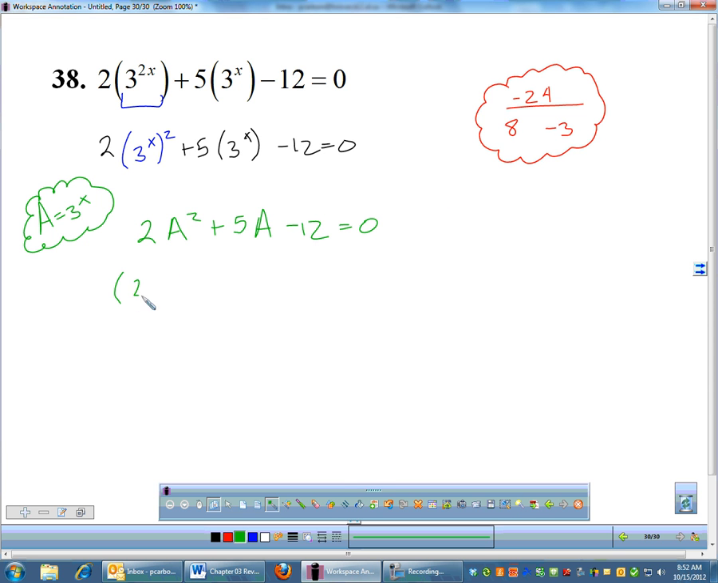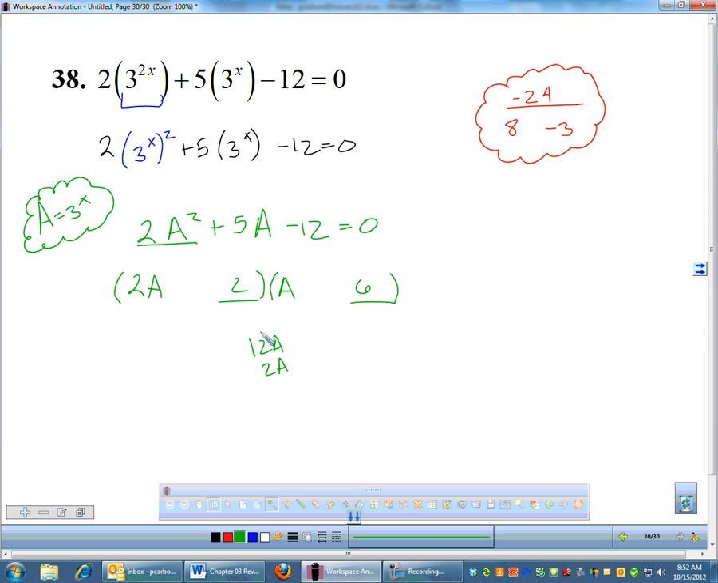So I'm going to go into guess and check mode, where I know I have something times something. And my first two terms have to multiply to give me 2a squared. Well, the only way you get a 2a squared is by multiplying 2a and a. And then I need factors of negative 12 to go in these spots. So numbers that multiply to give me 12 would be something like 2 and 6, right? And then we just check. So 2 times 6 is 12a, 2 times a is 2a, and I am not going to get a 5 out of that.